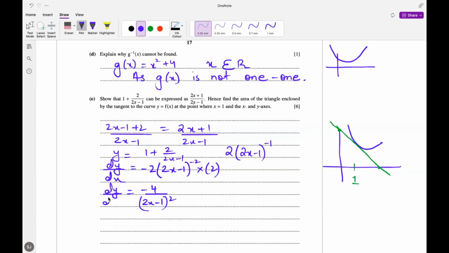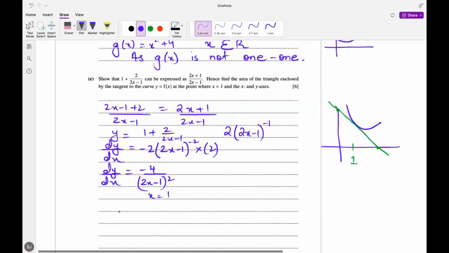Now we have the dy dx. Using x equals 1, we'll be able to find the gradient. So the gradient will be minus 4 upon 2 times 1 minus 1, squared. So that will be minus 4 upon 1, which is minus 4. Now we have the gradient. We need a point on the line. We already have x equals 1, and now we need the value of y.